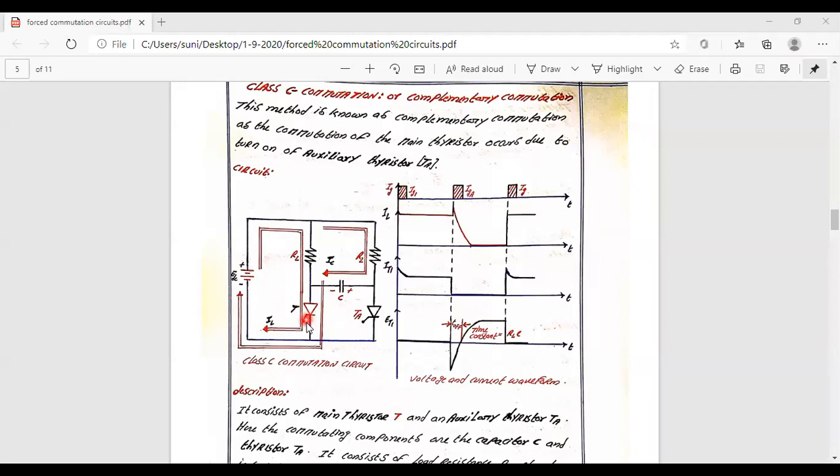Whenever the triggering is provided for the main device, you are going to have two currents flowing. That means the current is going to be flowing in two paths. The first path is going to be from supply positive to this load resistance RL to the switching device and return. This is going to be the load current IL.